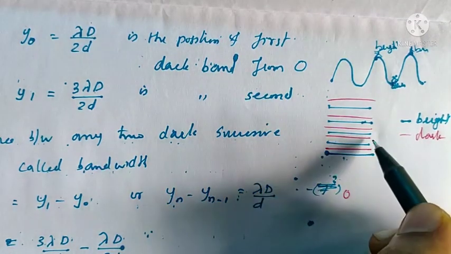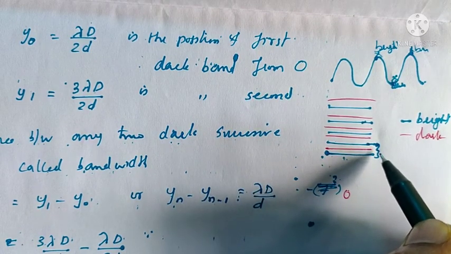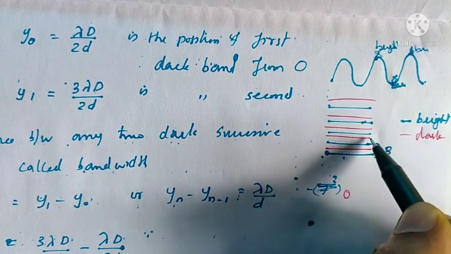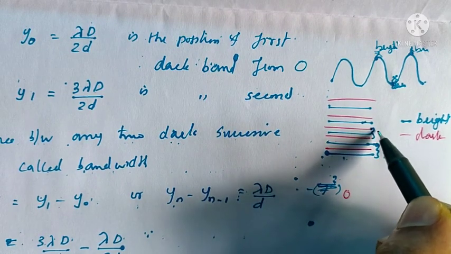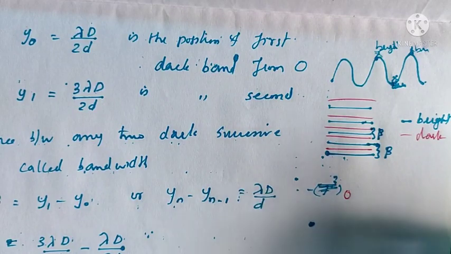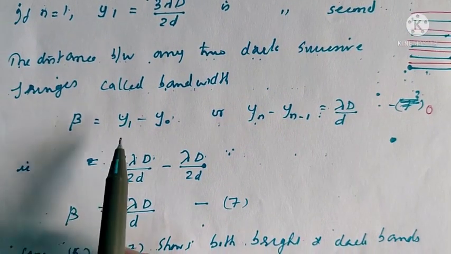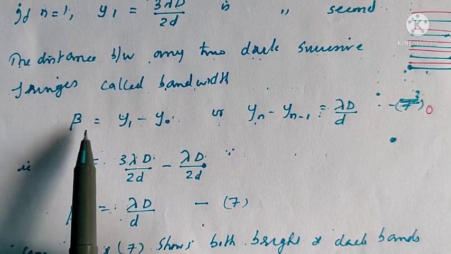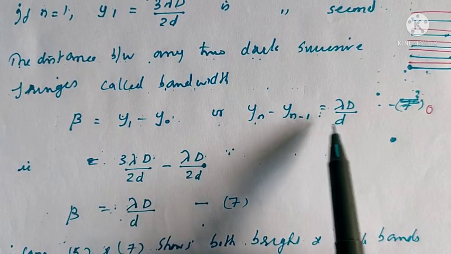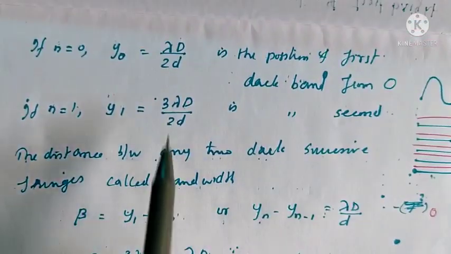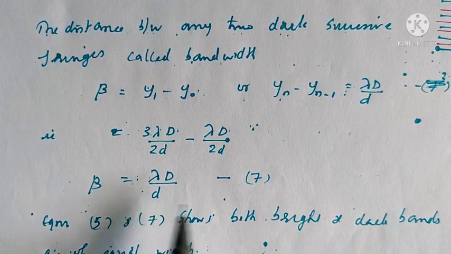So any separation between two successive bright fringes will give you the bandwidth, or any separation between any two dark fringes will also give you beta. So beta can be found from either bright fringes or dark fringes. From dark fringes we can find the bandwidth as y1 minus y0, or from the general expression yn minus yn-1, substituting here, we will get lambda d by small d.